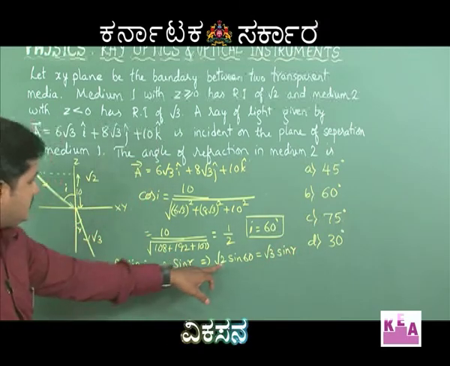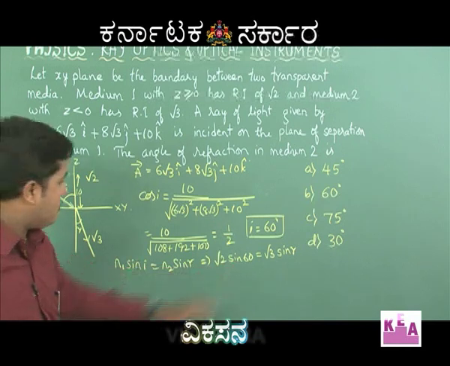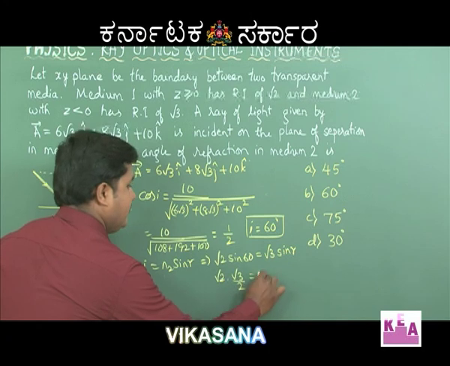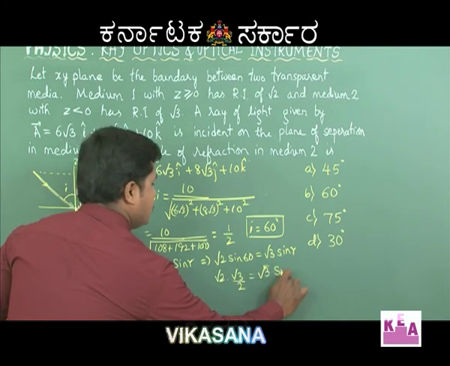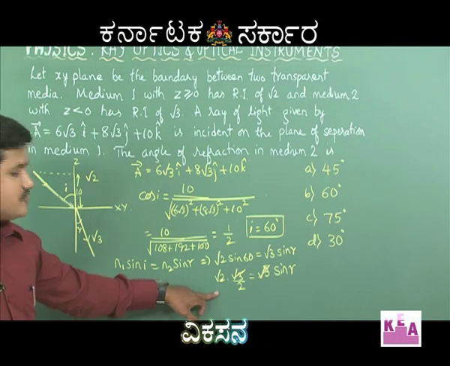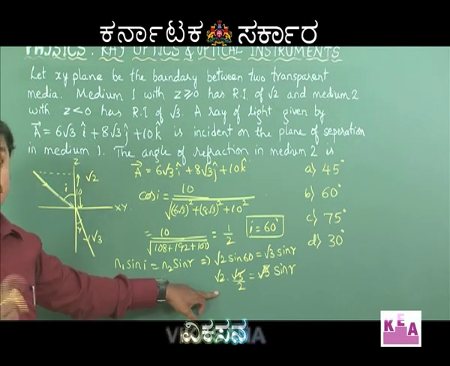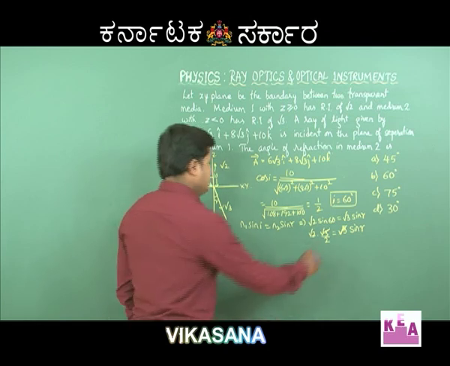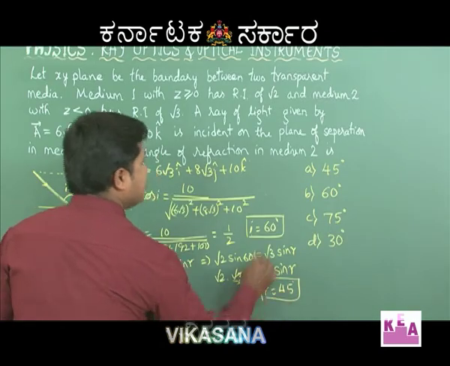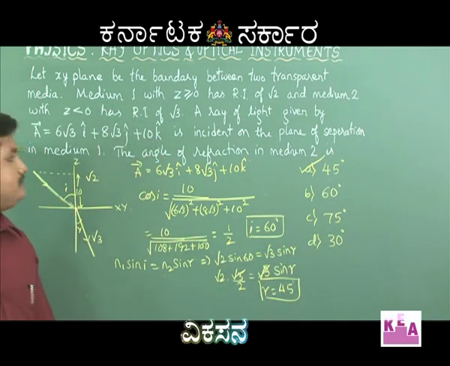So sin r, what is sin 60? √3 by 2. So √2 times √3 by 2 is equal to √3 into sin r. √3 gets cancelled. I am left with 1 over √2 on the left hand side. So r should be 45 degree. Sine inverse of 1 by root 2 is 45 degree. r is 45 degree. Option A is the correct answer.